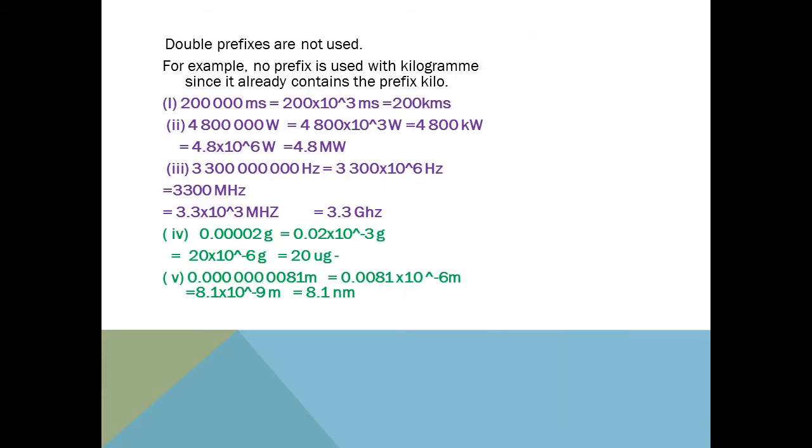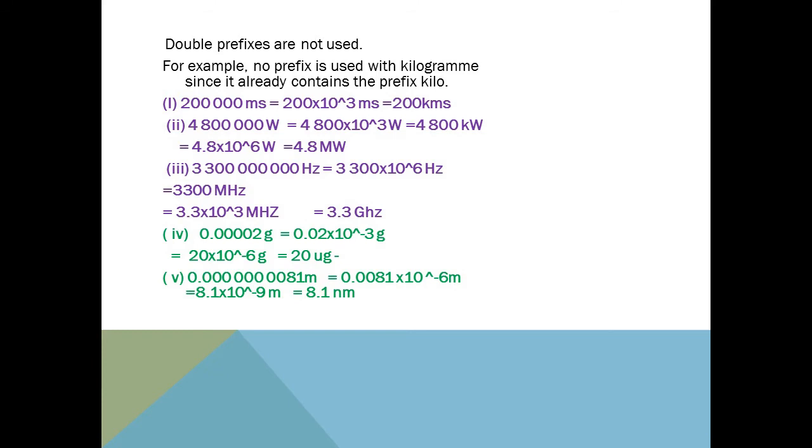Here is the property of prefixes, which is that double prefixes are not used, like kilomicrogram or microfemtogram could not be used. These are all wrong. For example, no prefix is used with kilogram because it already has a prefix, which is kilo. So here you can see in the first example 200,000 meter per second. When we convert, adding 3 zeros into 10 raised to power 3, then it will be 200 times 10 raised to power 3 meter per second. As we know, 10 raised to power 3 is equal to kilo, so it will be equal to 200 kilometer per second.